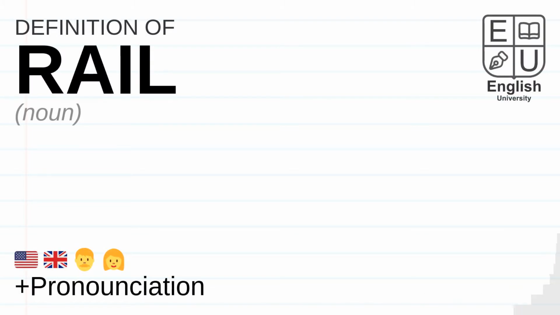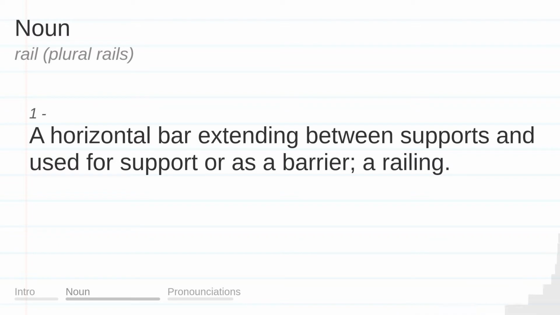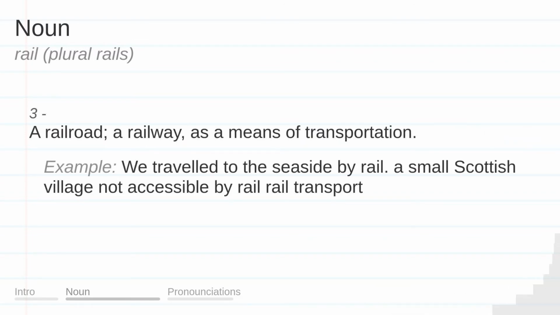Definition of the word rail. Noun. A horizontal bar extending between supports and used for support or as a barrier, a railing. The metal bar that makes the track for a railroad. A railroad, a railway, as a means of transportation.